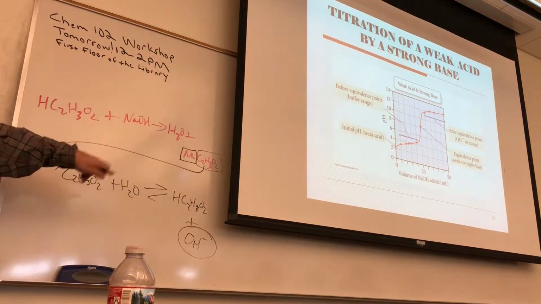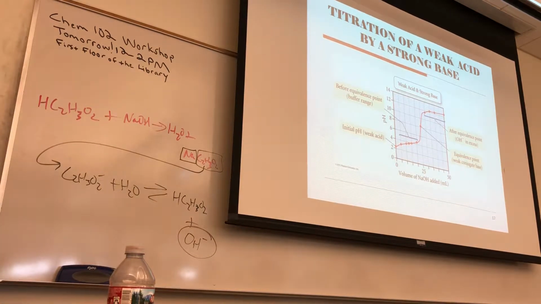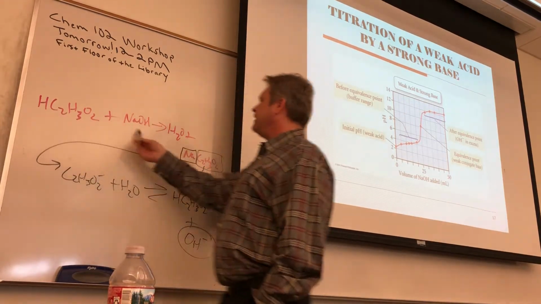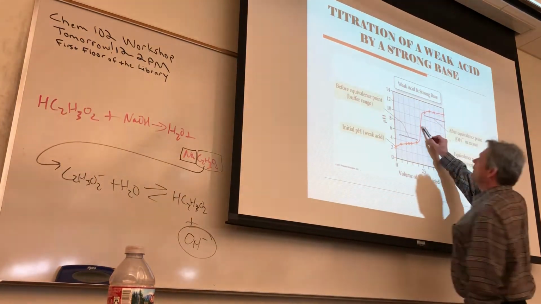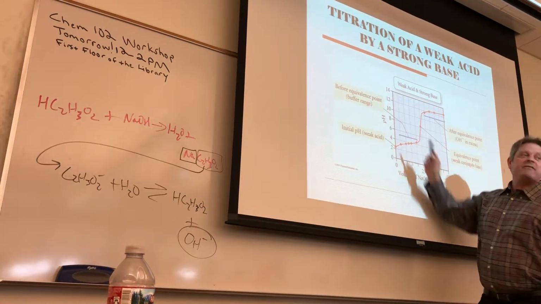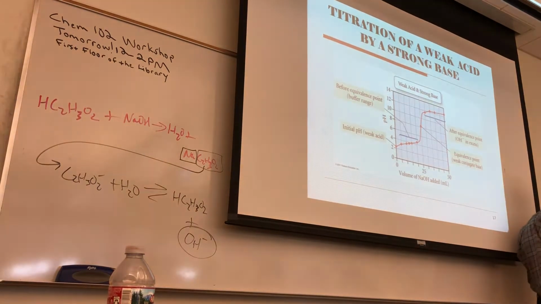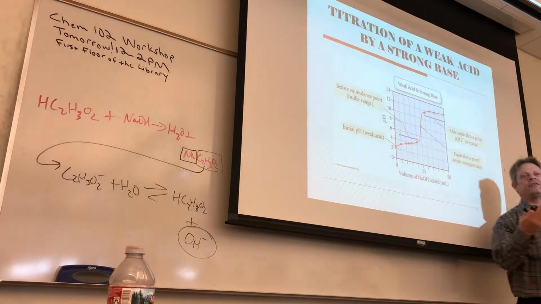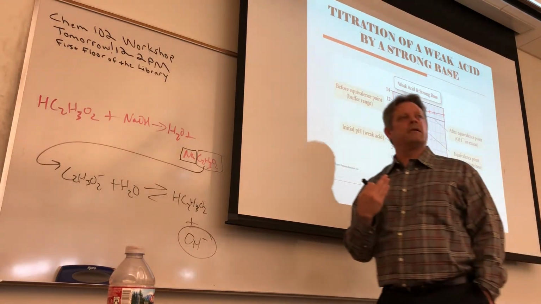That means that I have OH minus in there, which means that my pH should be above or below 7? Above. So my equivalence point in a weak acid titration with a strong base is above 7 at the equivalence point. Does that make sense? Everybody see that? That's why we went through that whole solubility salt thing.